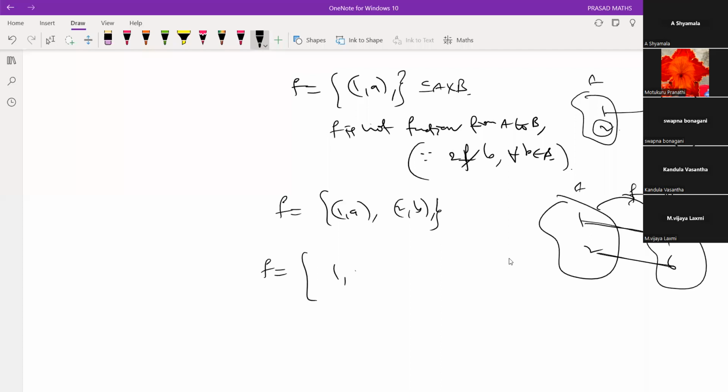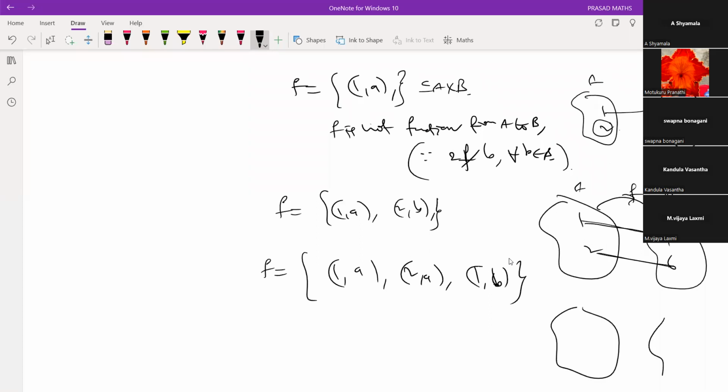Suppose {(1,a), (2,a), (1,b)}. Is it a function? No, sir. It is not a function. Therefore, 1 goes to a and 1 goes to b. 2 goes to a. So 1 has two images. There is a V shape here. Whenever a V shape is there, it's not a function. Therefore, it's not a function.